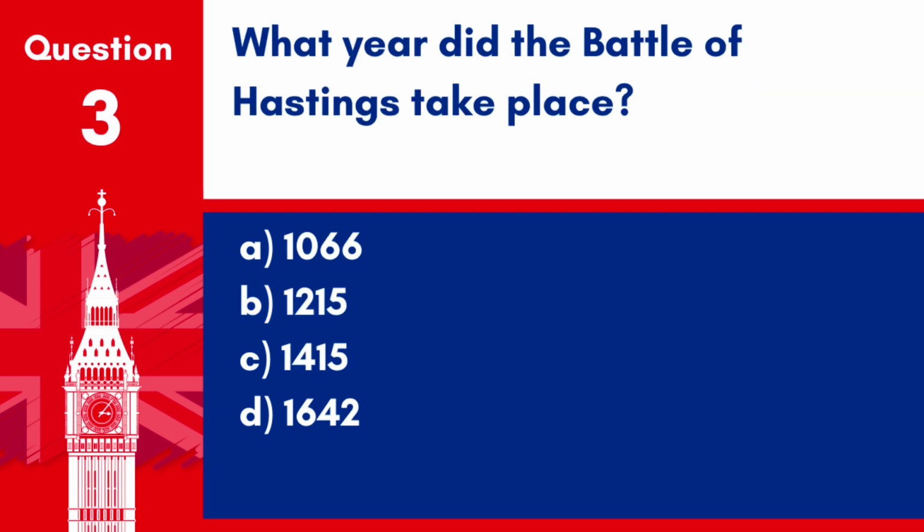Question 3. What year did the Battle of Hastings take place? A. 1066. B. 1215. C. 1415. D. 1642. Answer: A. 1066. The Battle of Hastings occurred in 1066, marking the beginning of Norman conquest of England.